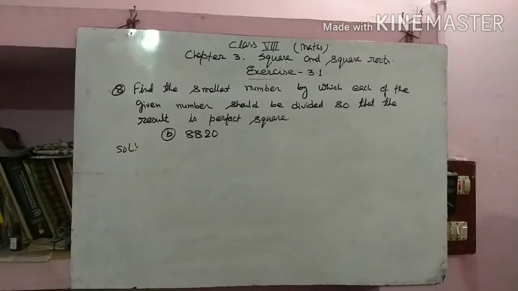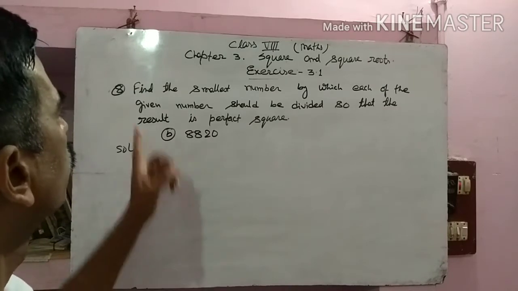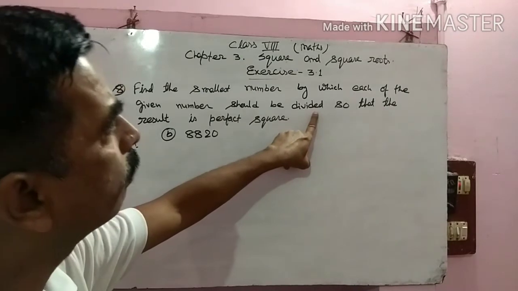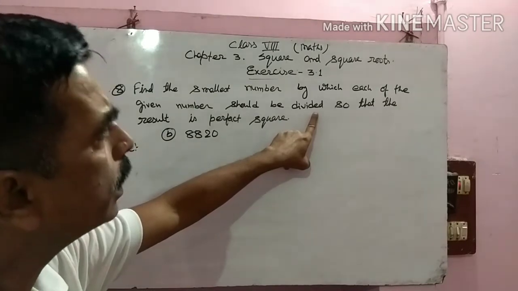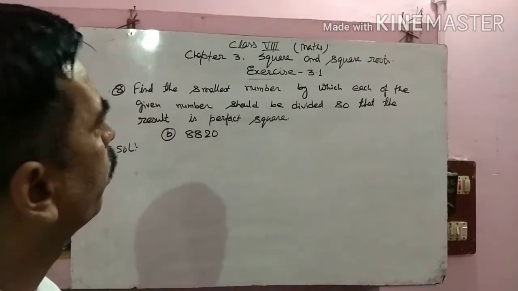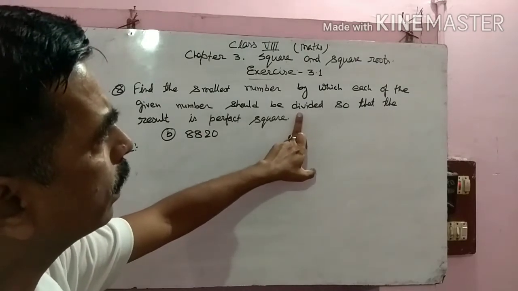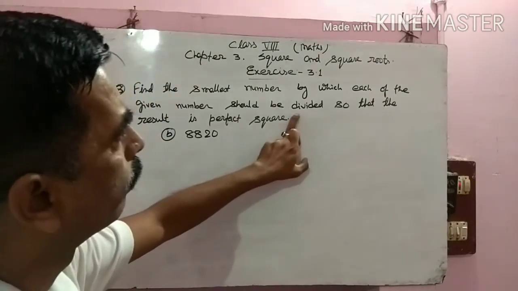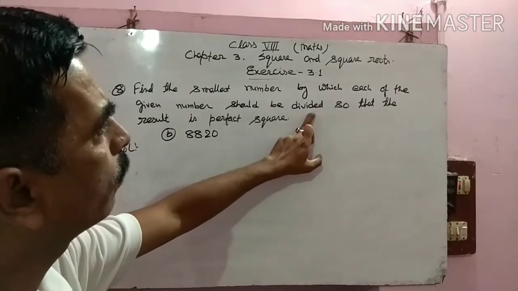Okay, look here. Question number 8 is just the reverse of question number 7. In question number 7, it is written to find the number by which to multiply, but here it is divide, which means we have to find the extra number which is not in pair. If we divide by that number, then the number will become a perfect square. In the last case the number should be multiplied. Now we have to divide, which means we have to remove the extra number which is not in pair.